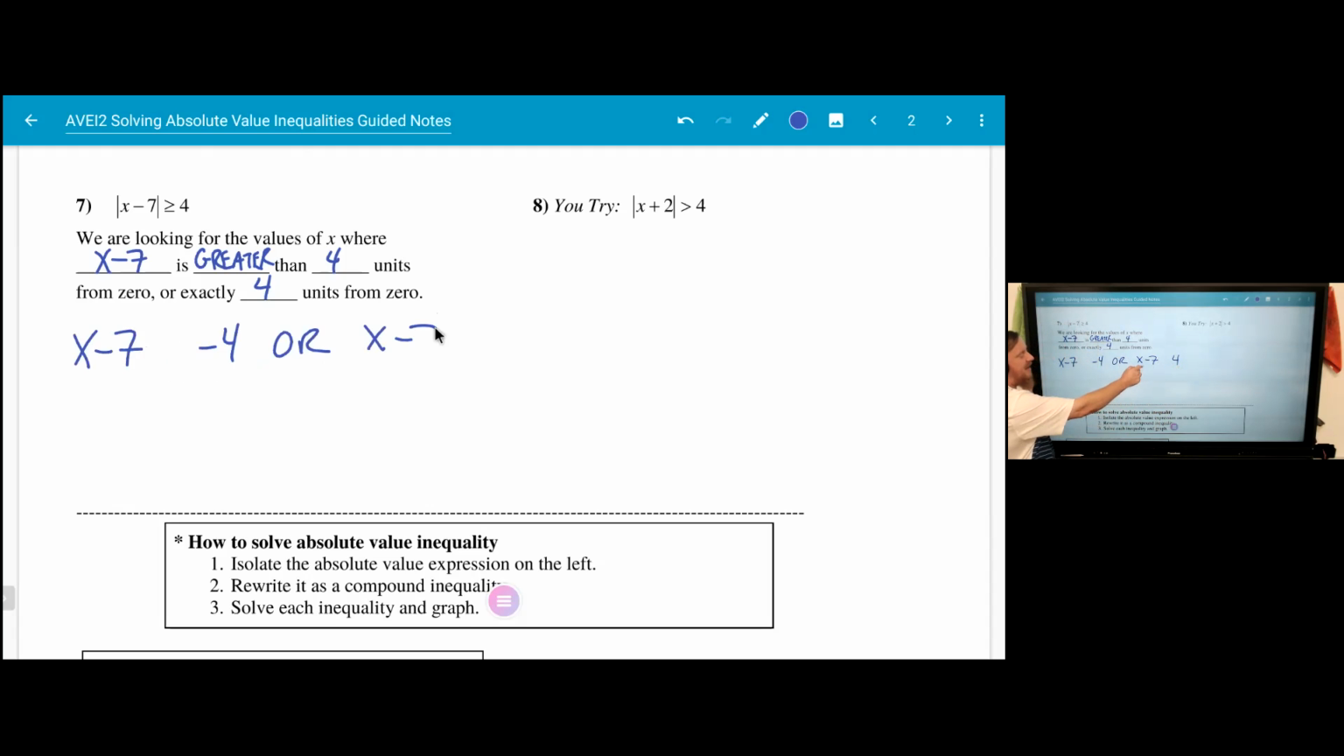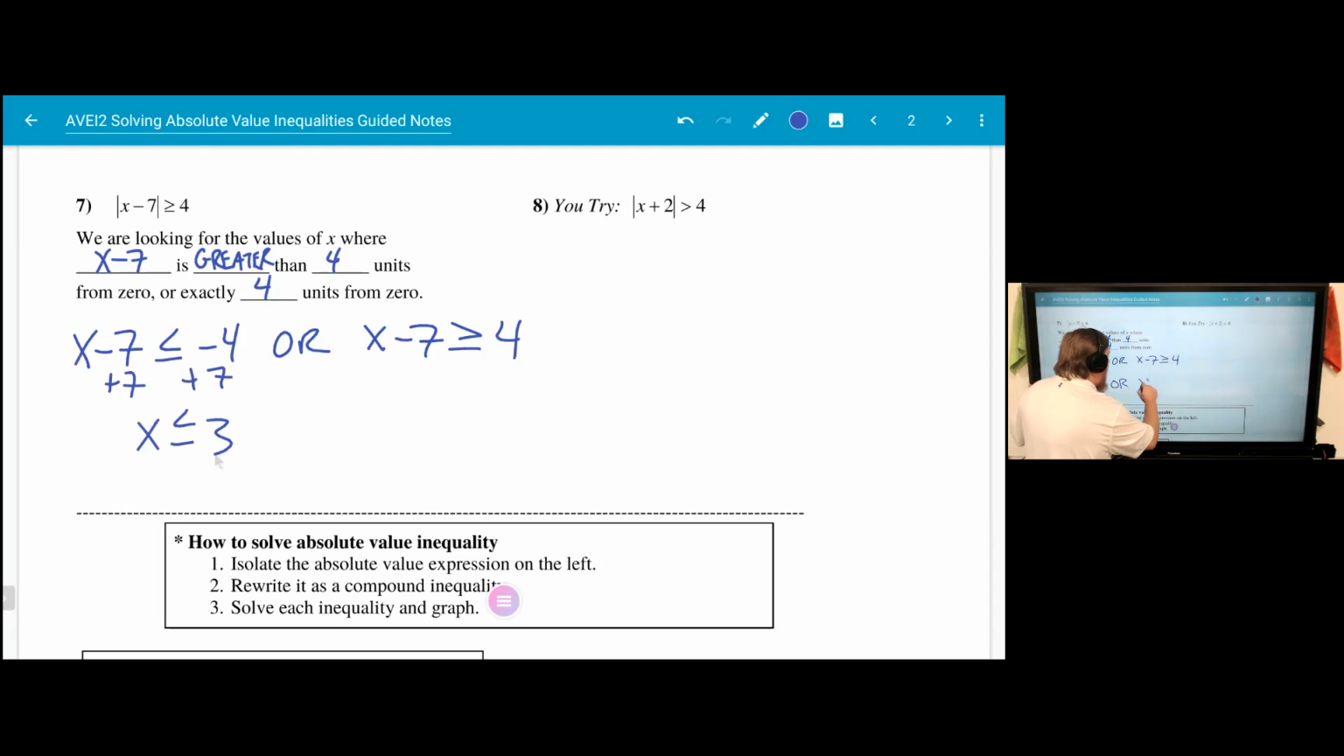Well, the x minus 7 and the +4 needs to look exactly like it did in the original one without the absolute value. And then when we flip the sign of the value, so from +4 to -4, we also need to flip the inequality: less than or equal to. Well, it's nice we can solve these. These are one-step inequalities. I add 7 to both sides. I have x is less than or equal to 3, or add 7 to both sides, x is greater than or equal to 11.